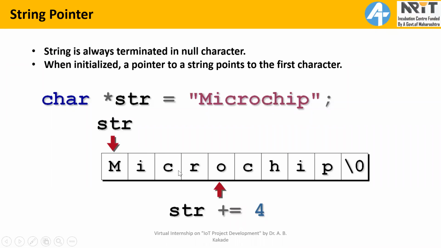We can access any character in a given string by adding offset. So for example, str plus 4, it will count to the 5th character because characters are counted from 0. M is 0th character, 0, 1, 2, 3, 4. So 4th character in the string is O. So when you add offset 4 into the str pointer, it will point to the 5th character. If you count characters from 0, then it will be 4th character.